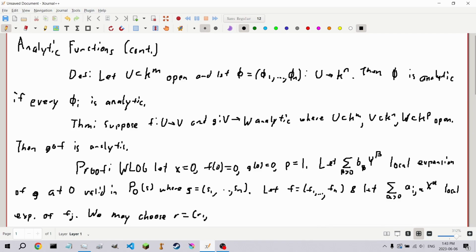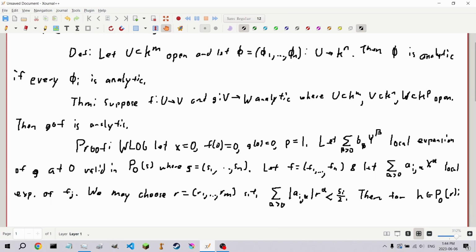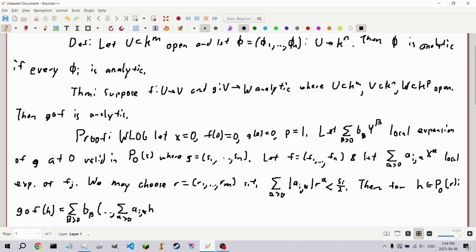R as a collection of R1 through Rm such that the sum for positive alpha of the absolute value of a sub i comma alpha times r to the alpha is less than s_i over 2. Then for h in the polydisk P0 of r, well, then the composite of g and f of h is going to be the sum over positive beta of b sub beta, where one particular component, the jth component, is going to be the sum over positive alpha of a sub j comma alpha times h to the alpha, and this whole thing is going to be to the beta.